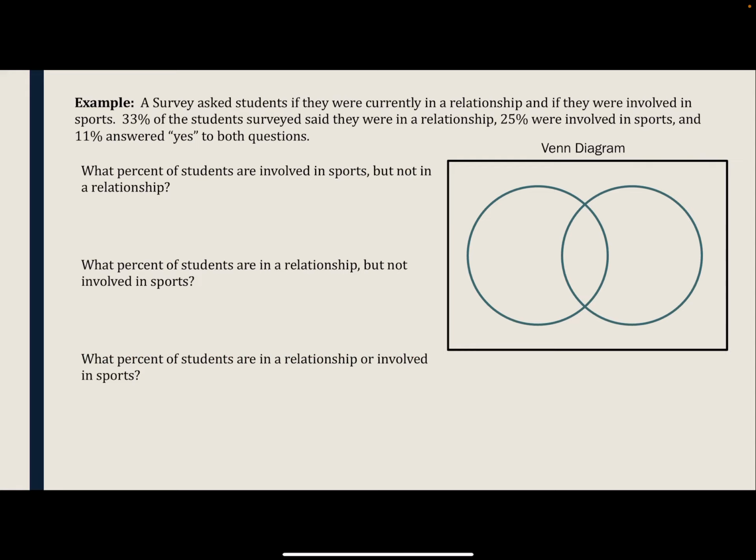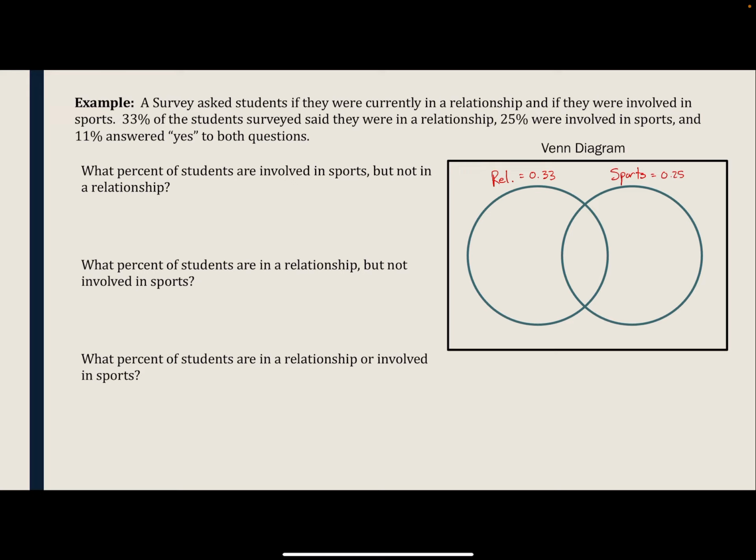With this Venn diagram, we're going to have two circles. One circle is going to represent the students who are in relationships, and the other circle is going to represent the probability that students are in sports. This entire first circle is going to equal the 33%, and I'm going to write it as a probability, so I'm going to write it as 0.33. And then the entire sports circle is going to have to add up to 0.25.